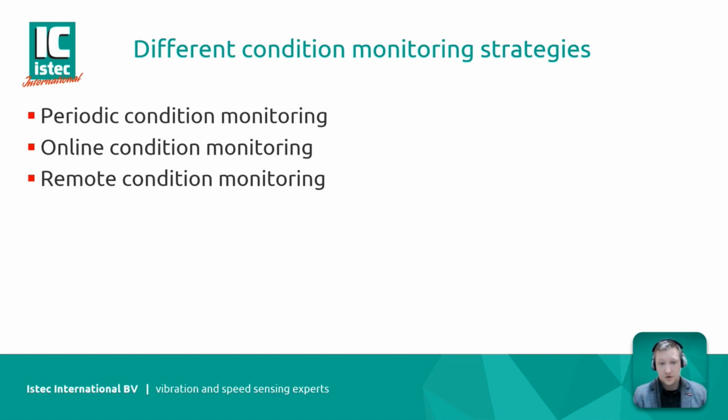Also, triggers are used, thresholds. These are not the same thresholds as the ones used for the protection, but they can be used to alarm the operator that when a certain change is happening in the vibration signal, you use that to trigger the alarm so the operator can start to take action already.